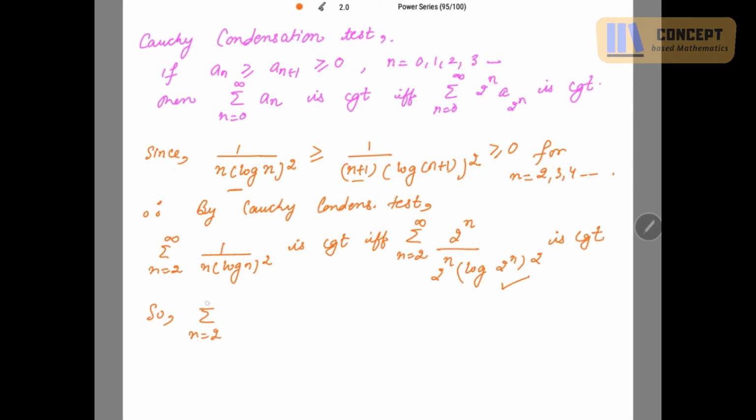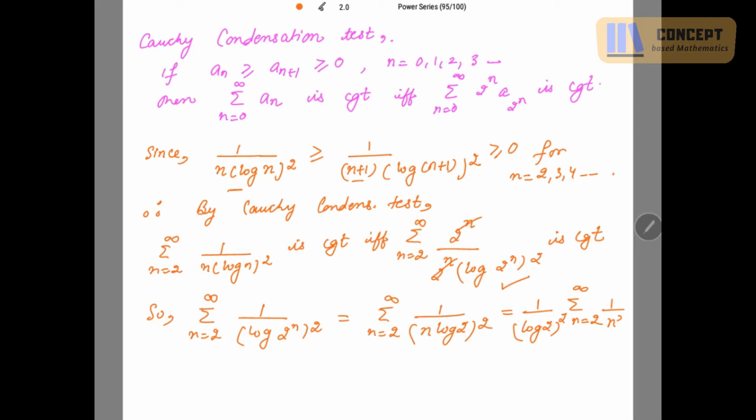Summation n going from 2 to infinity. You cancel this 2 by n. On the next step, I will write, this is summation n going from 2 to infinity. Using the logarithmic rule, the power goes to the left side, n log of 2 square. Take this number outside. Limit is on n, so this is 1 over n square. Now by p-test, as this power of n is greater than 1, this is convergent by p-test. So this series is convergent.